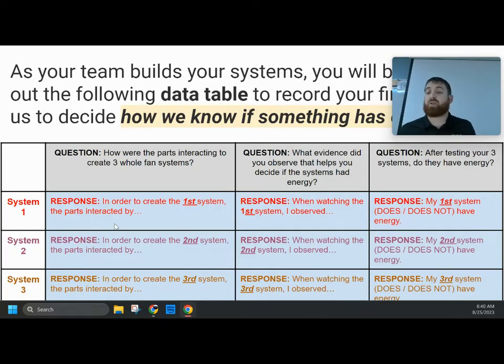So each time you create your system, you'll record, how did you put it all together? How did you create your system? What did you observe that tells you it has energy or not? And do you believe that it does or does not have energy? Once you do all three of those, you'll have collected your evidence, and we'll look to use it to then answer the question, how do we know if something has energy?